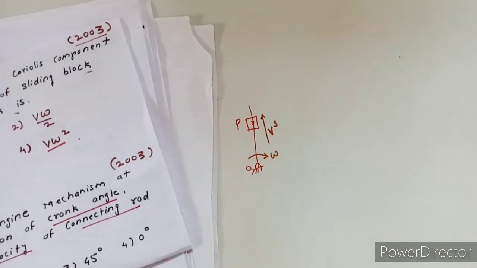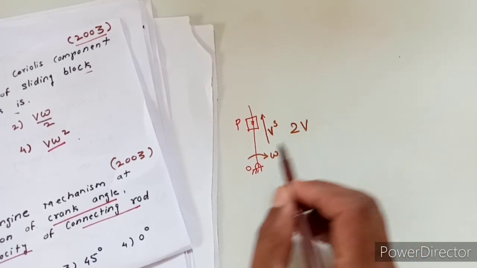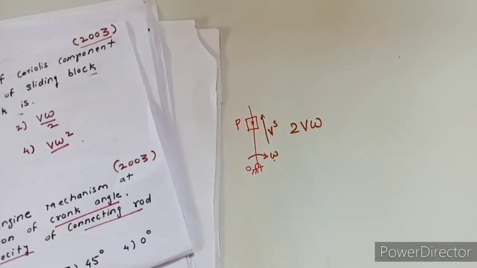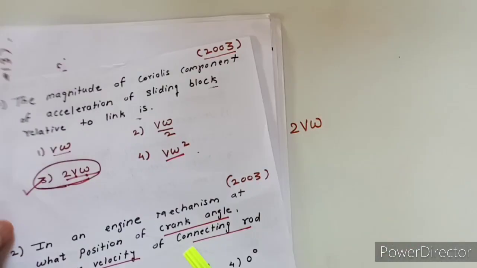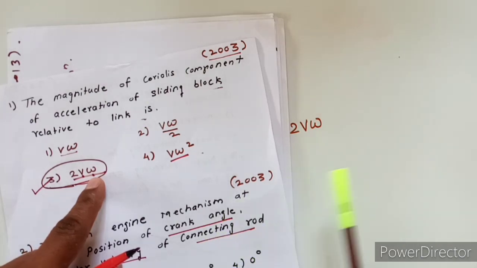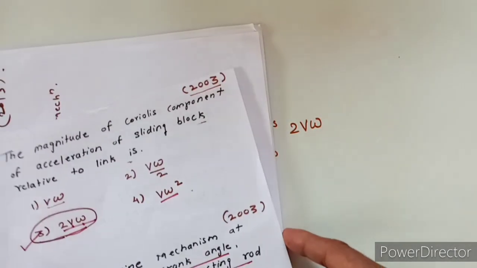or changes its direction, we have Coriolis component of acceleration, and magnitude of this component is given by 2 times the sliding velocity into the angular velocity with which the slider is rotating. So the correct option is option number 3, 2 into the sliding velocity into the angular velocity with which the sliding velocity vector is rotating.